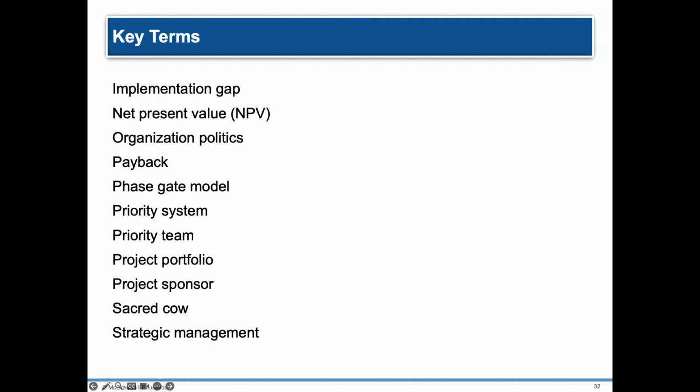So these are some of the key terms that we encounter during this chapter. And I would expect that you would be reading your books and going through Module 2.